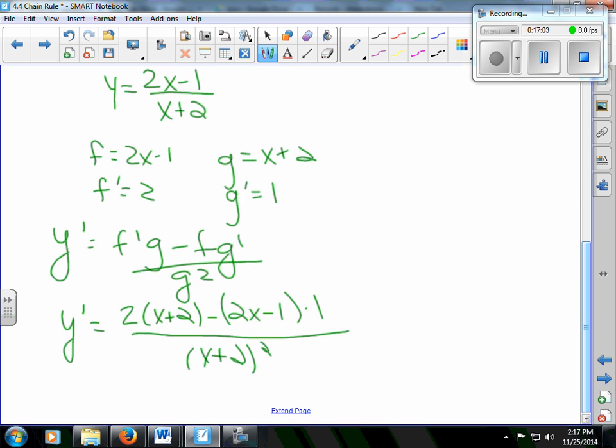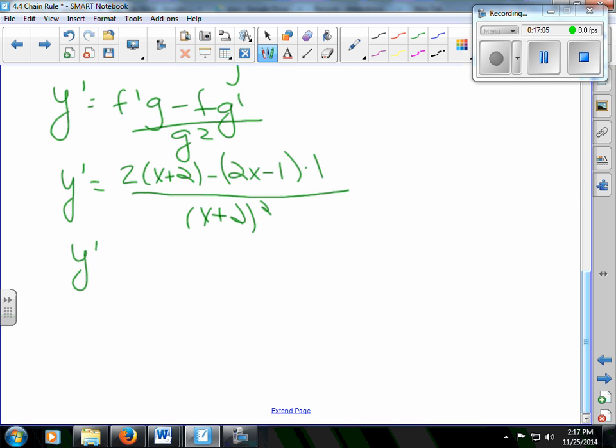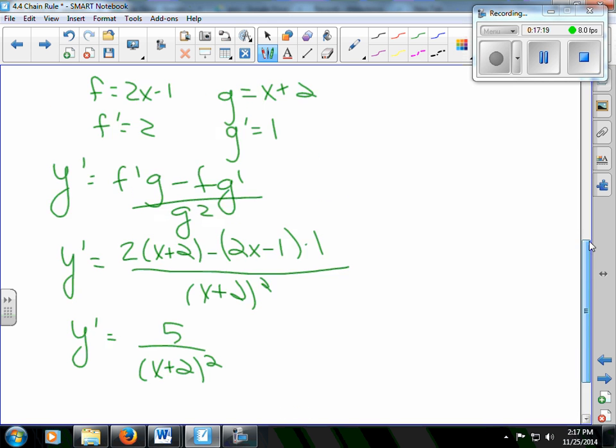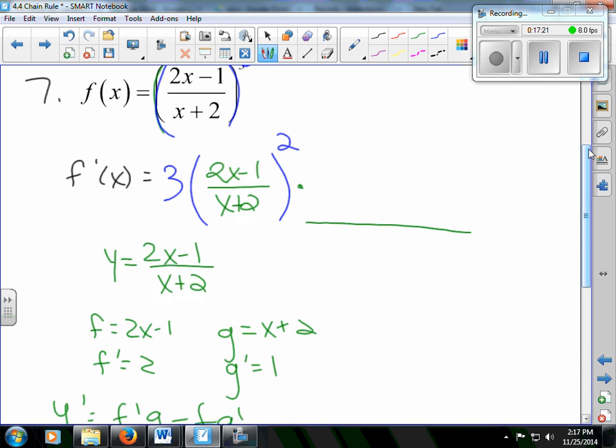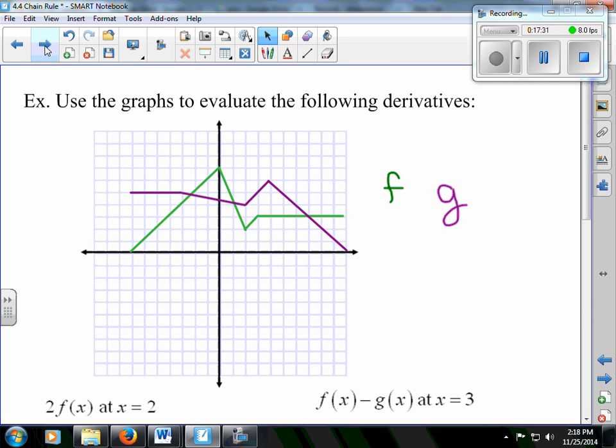And I will just collect like terms on top. That's 2x plus 4 minus 2x. Well, 2x minus 2x, that cancels. 4 minus negative 1 is 5. So that's the derivative of the inside. That's what gets multiplied right here. And we're done. Okay, not with the whole lesson.